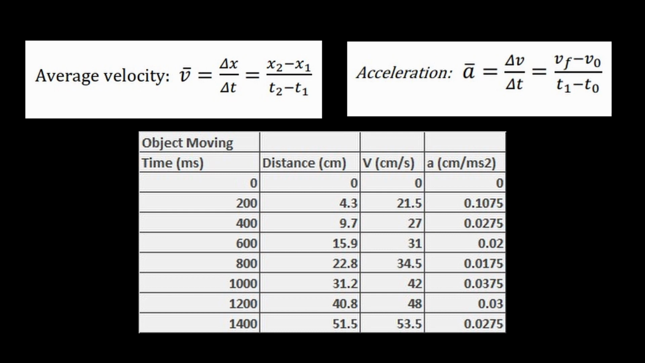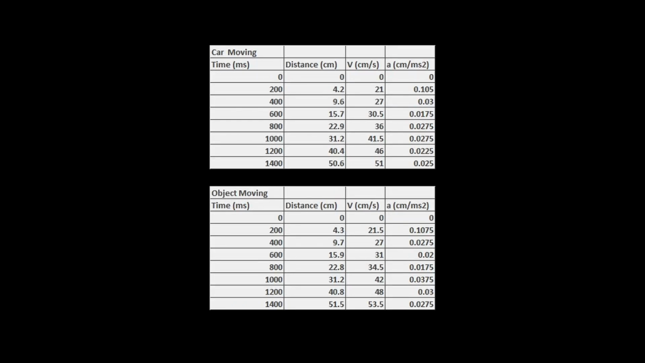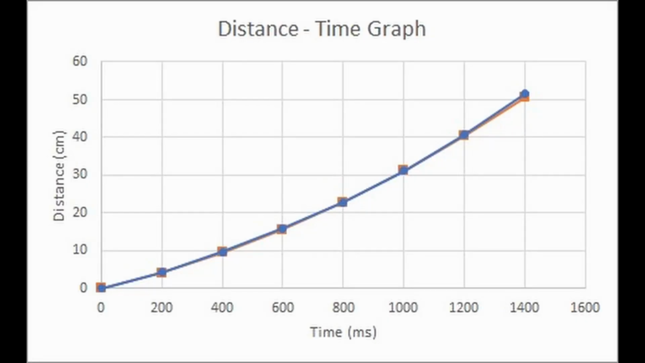This is the same table for when the object is moving. And when we compare two tables, you can see the difference is so small, and we can see this on the graphs easily. This is the distance-time graph.